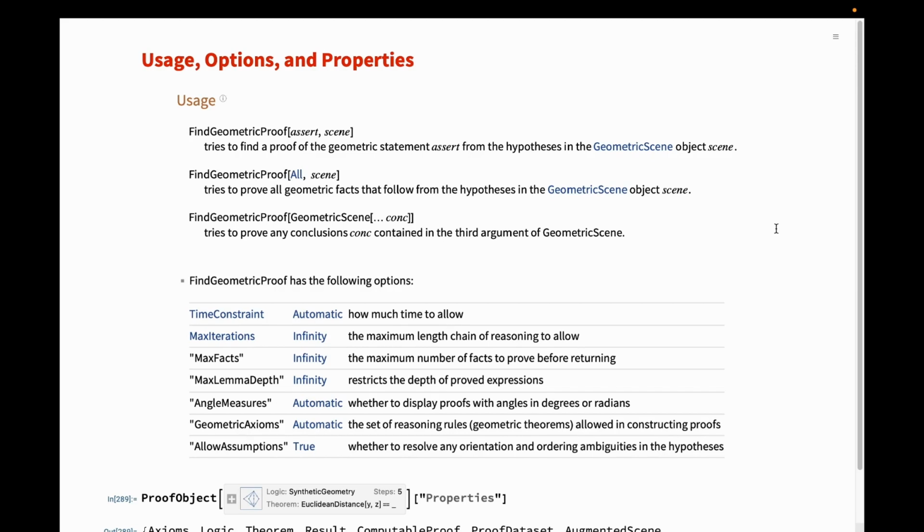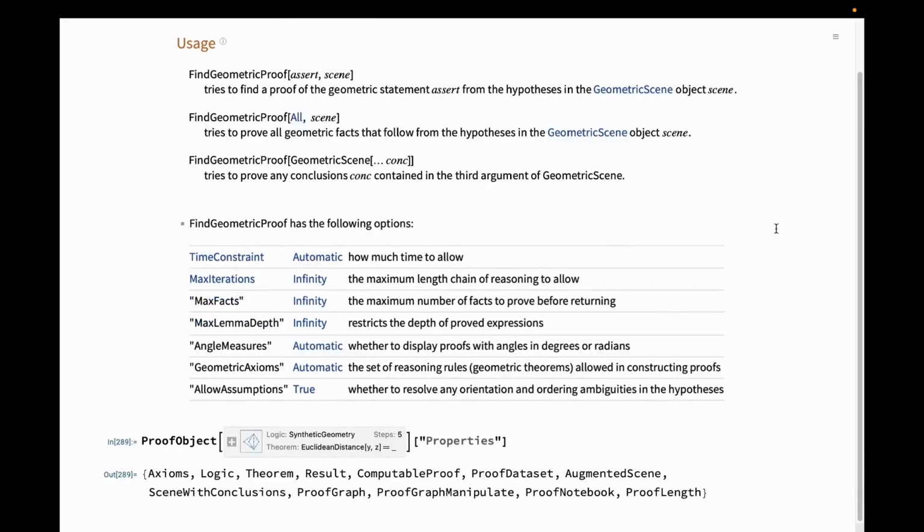Now, there's a lot of different options which are useful to hone the kind of behavior you want, especially when it comes to using very complicated geometric scenes that can potentially produce a lot of facts, a lot of which may not be very interesting. The proof object that results contains a lot of different properties.